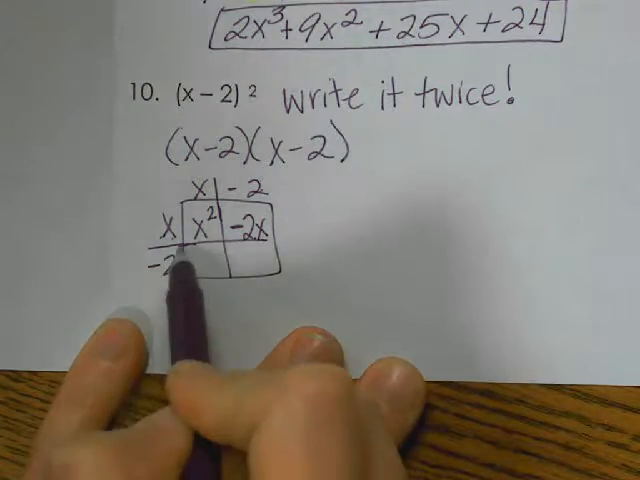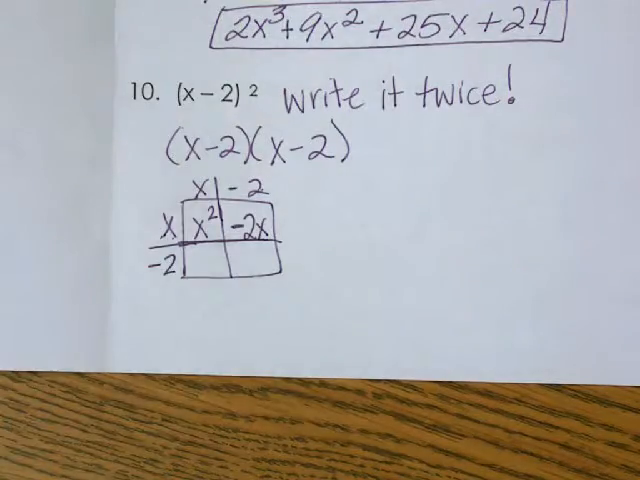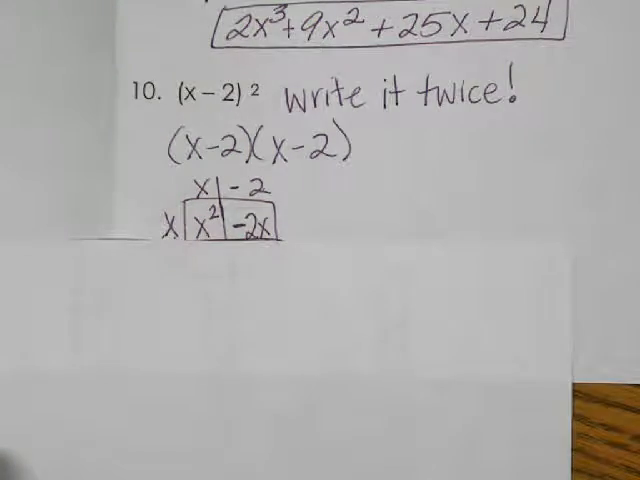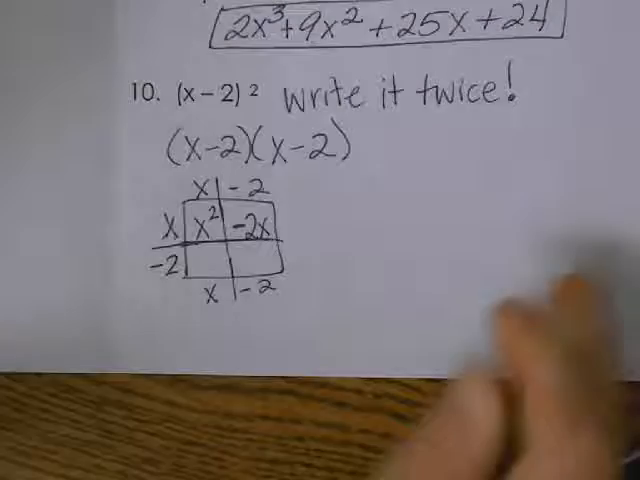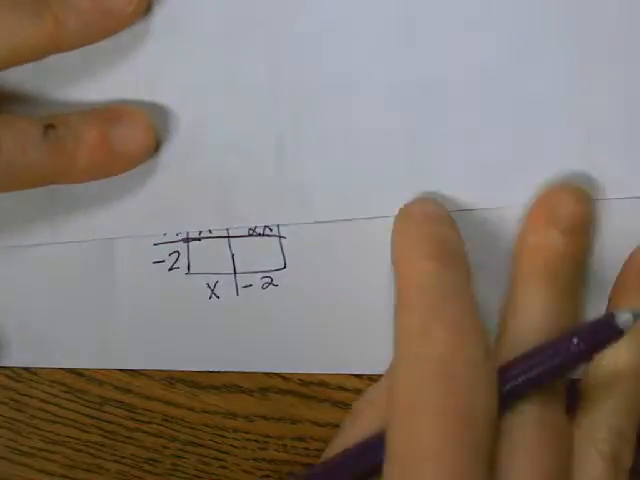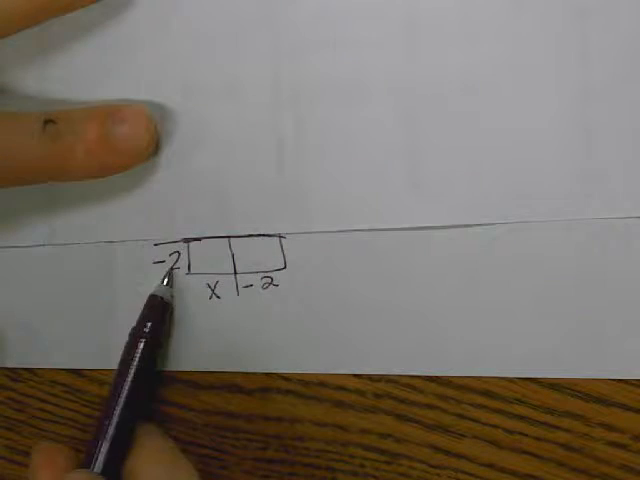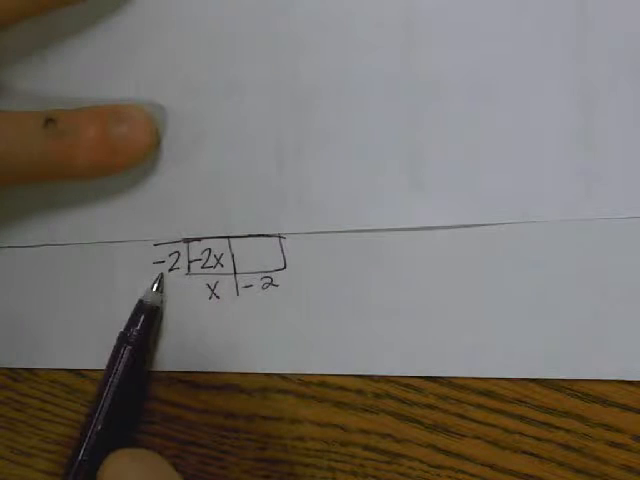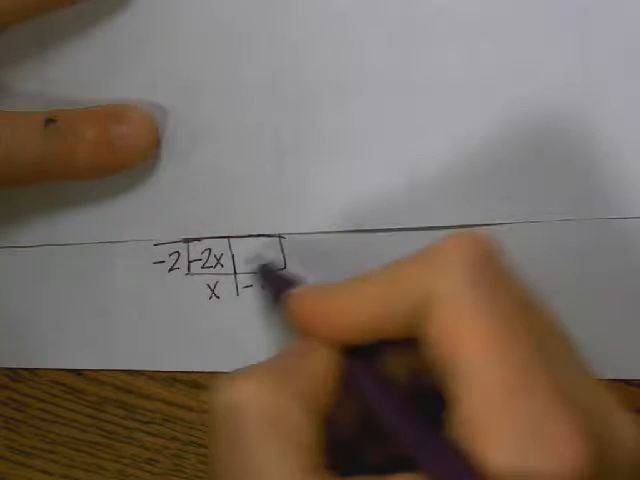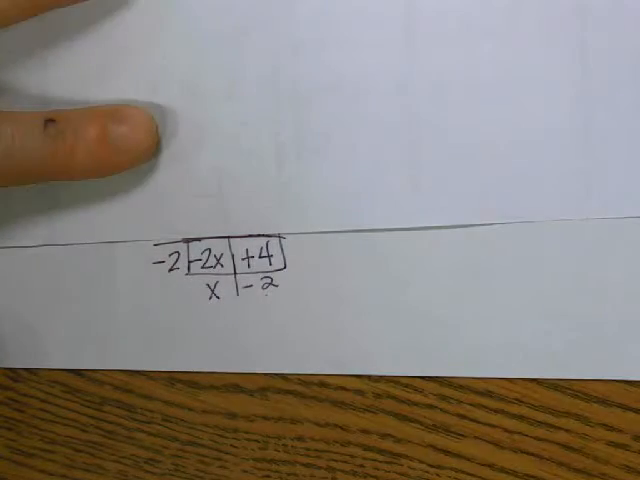Now I'm going to do the bottom. Now remember how I showed you you could cover up the bottom part and just multiply like you did? And then if you wanted to, copy it down at the bottom, you could. And so that way you could cover up the top and do the same type of multiplying. Negative 2 times x is negative 2x. Negative 2 times negative 2 is positive 4.